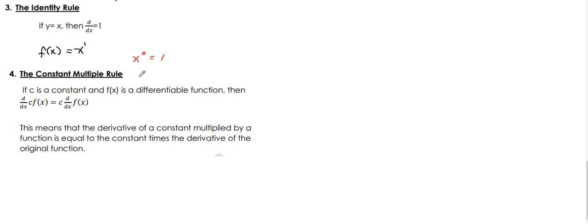Alright, let's proceed to the fourth rule. This is called the constant multiple rule. So if c is a constant and f of x is a differentiable function, then d/dx of c times f of x is equal to c times d/dx of f of x. Okay, this means that the derivative of a constant multiplied by a function is equal to the constant times the derivative of the original function. Okay, magbigay tayo ng example para mas malinaw.